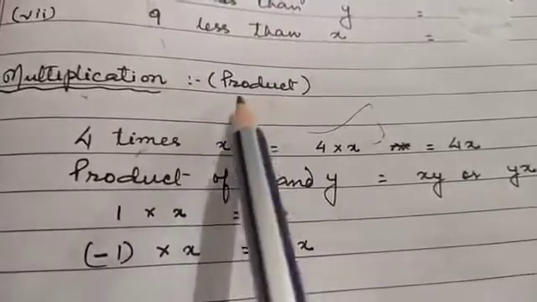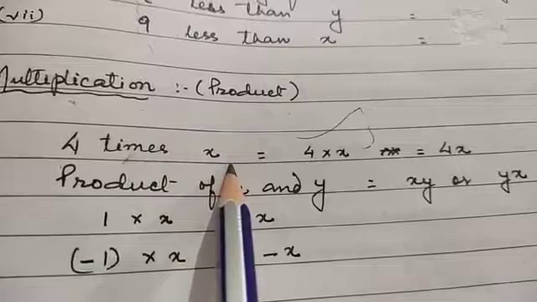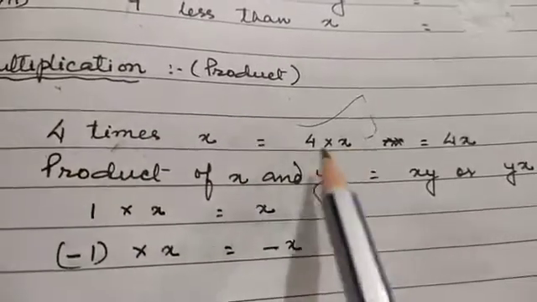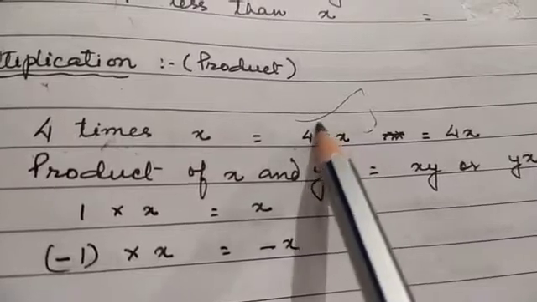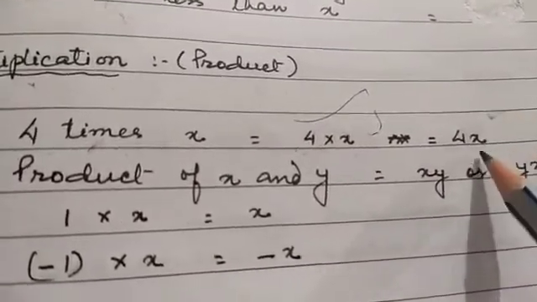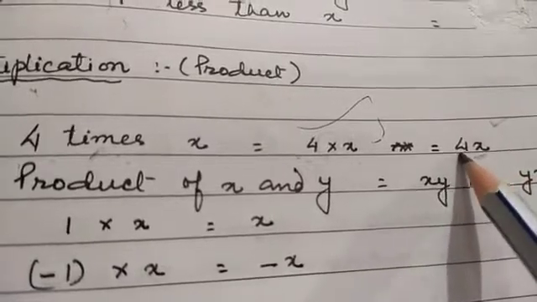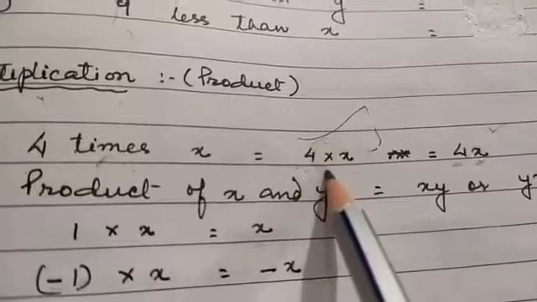Multiplication means what? The product. Okay. 4 times x. 4 times x is 4 into x. If we remove this multiplication sign and write 4x, this is correct. When we have a literal and a constant, then we do not put a sign in between.